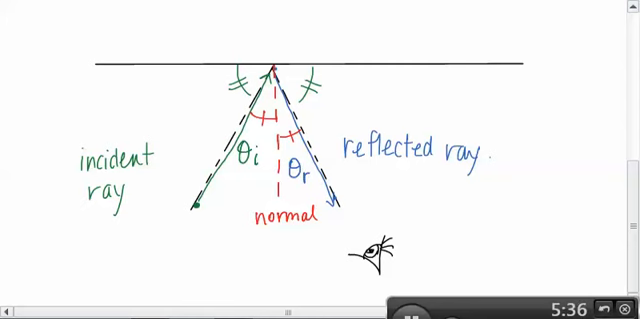And what do you think, could we make a rule up for that? Yeah, they're equal. So theta I is equal to theta R, and that is called the law of reflection.